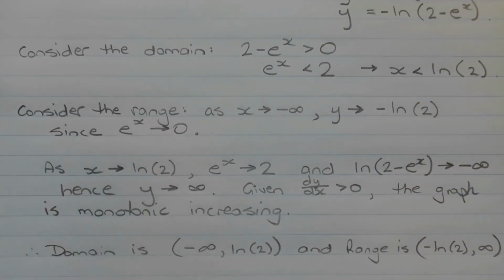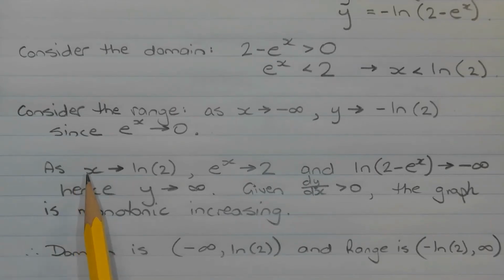Let's consider the range. And let's see what happens as x approaches negative infinity. Now, if we go back to our function here, e to the power of negative infinity approaches 0, which means that y approaches negative ln of 2. And I've stated that here. As x approaches negative infinity, y approaches negative ln of 2 since e to the power of x approaches 0.